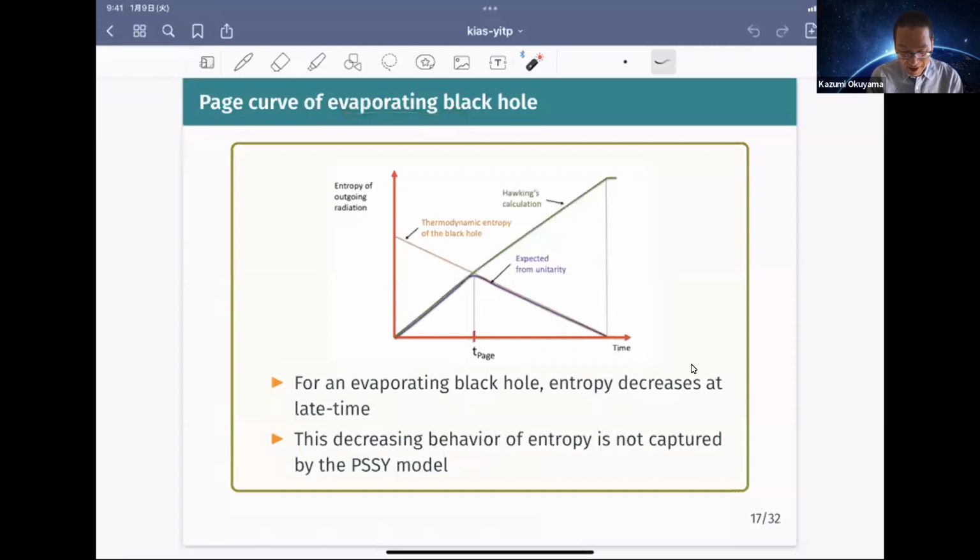the behavior of the entropy is expected to be given like this. Here, the horizontal axis is the time, and this is the entropy of radiation. Usually, we expect that entropy first increases, then after the time scale called the Page time, the entropy starts to decrease towards the end of the evaporation of the black hole. So for a more realistic evaporating black hole, we expect that the entropy decreases at late time after the Page time. This decreasing behavior of the entropy is not captured by the PSSY. This is one of the drawbacks of their model.